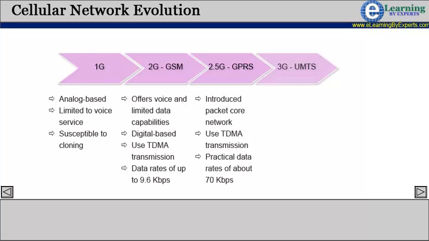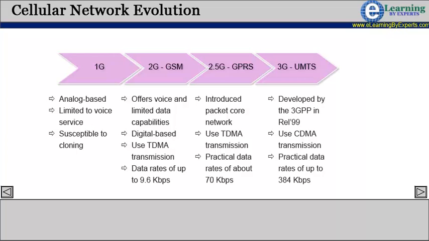3G, also called UMTS, is developed by the 3GPP, Third Generation Partnership Project. Release 99 was the first release of UMTS. It is characterized by a change in access technology from TDMA to CDMA. UMTS Release 99 has a theoretical data rate of 2 Mbps, but the practical capacity is 384 kbps. UMTS offers packet-based transmission for text, digitized voice, video, and multimedia content.